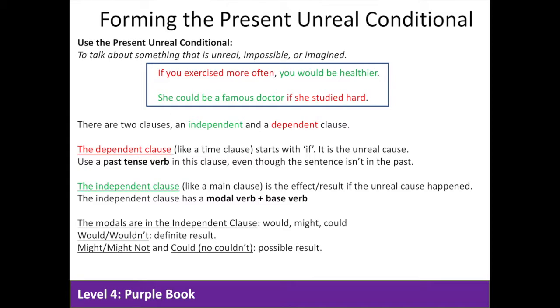If we have a definite result, we use the modal would or wouldn't. And for possible results, we use the modals might, might not, and could, but we don't use couldn't.